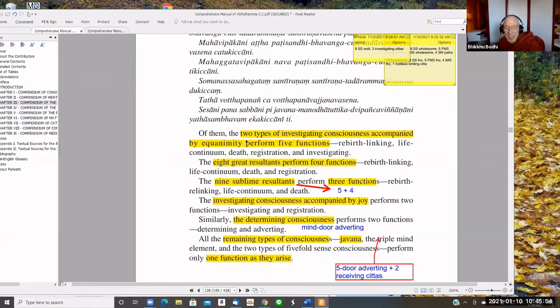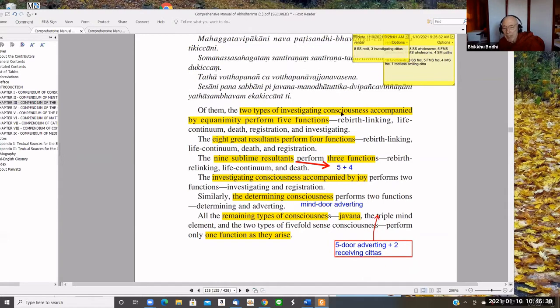Okay, so this takes the cittas and shows which functions they perform. The previous section shows the functions and then describes which cittas perform those functions. So here we have the two types of investigating cittas accompanied by equanimity perform 5 functions. And you see only one of them is investigating. The others are the 3 functions of rebirth linking, bhavanga, death, and registration. So these two types of investigating citta have the most functions, and only one is investigation. The others don't have anything to do with investigation, but the citta is named after this particular function.